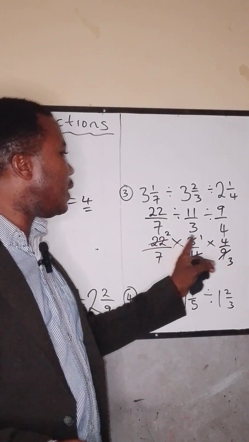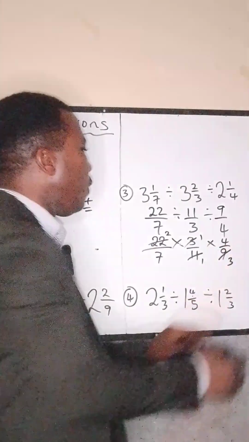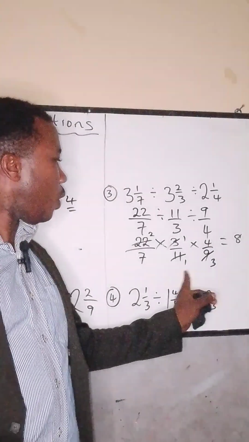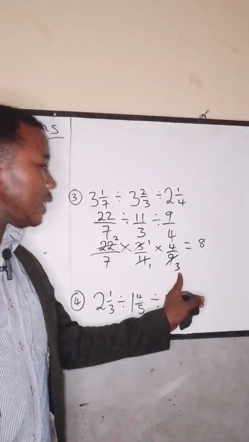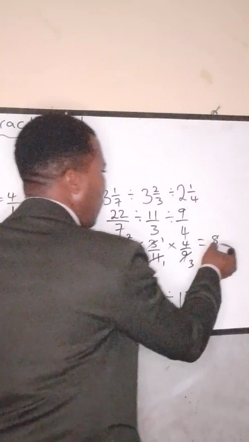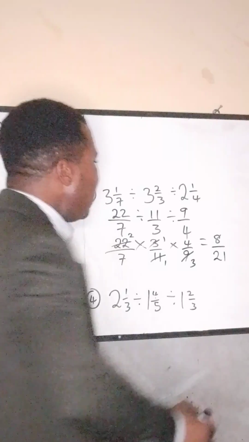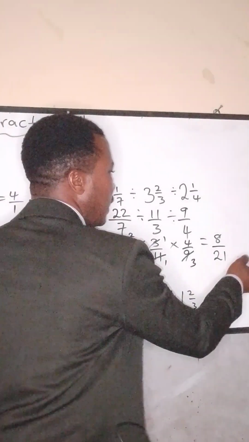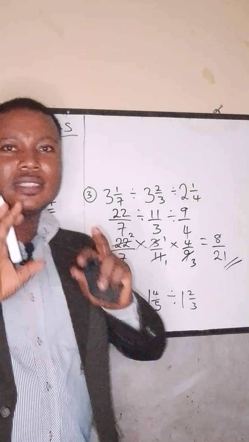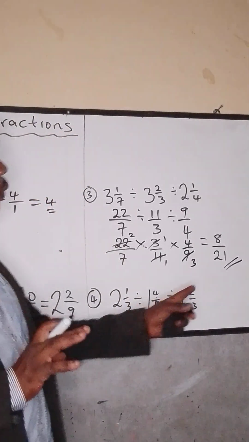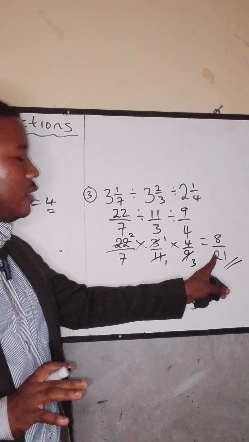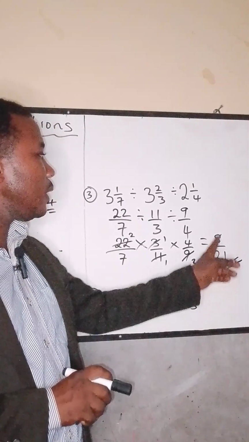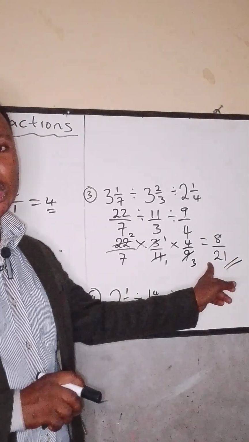Here we have 2 times 1, which is 2, and 2 times 4 is giving us what? 8. 7 times 1 is still 7, and 7 times 3 is giving us 21. So we are having 8 all over 21. Now, this is going to be our answer because it's a proper fraction and no other number can divide 8 and 21. So it's okay, we leave it like that. So our answer here becomes 8 all over 21.